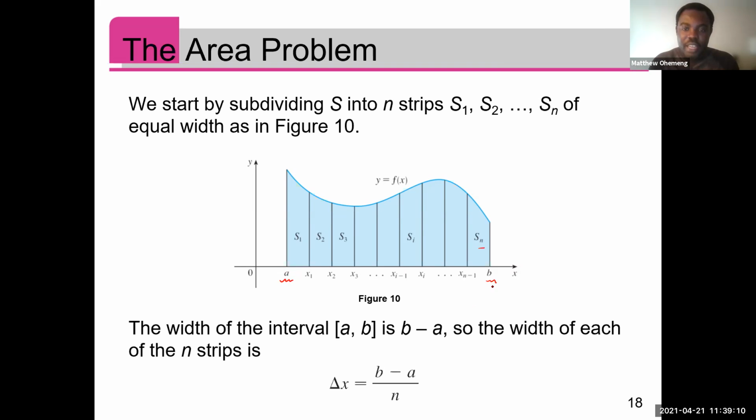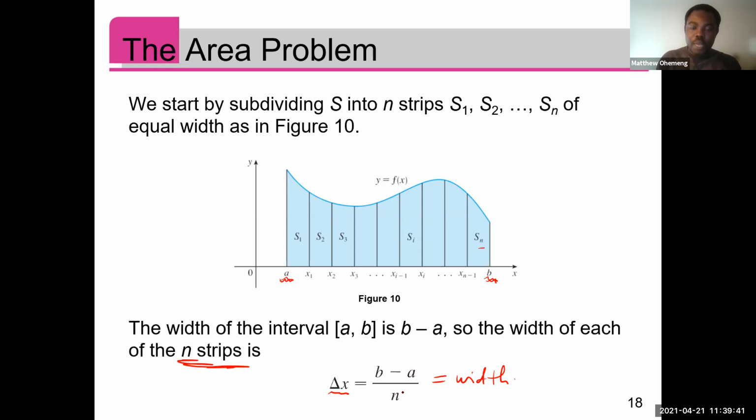Now, in order to get that area, you first need to compute the what? The width, right? For the width, we are going to call that delta x. How do you compute the width? The width is just going to be the upper bound minus the lower bound all over the number of strips, which you are going to call n. So we have n strips. So delta x is equal to b minus a all over n, and that's the width, right?